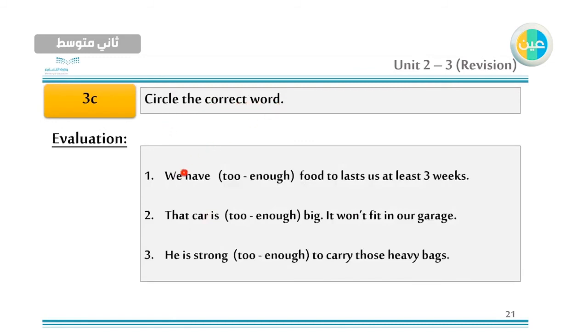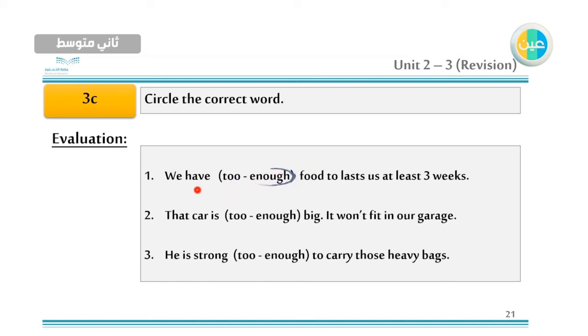Circle the correct word. We have too or enough food to last us at least 3 weeks. We have too food or we have enough food. So food is a noun. Can we say too? No, we can't, because too only comes with the adjective and adverb. So we use enough, and this is a noun.